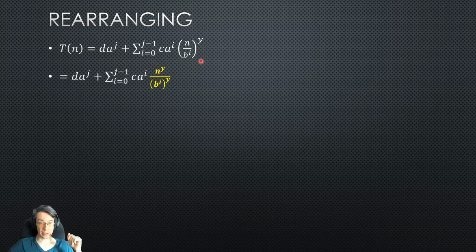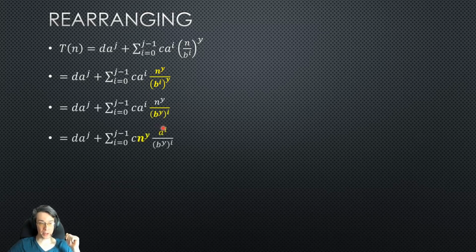First thing we're going to do is apply our power rules to turn this n over b to the i, all to the y, into n to the y over b to the i, to the y. And if you remember your power rules, b to the i, all to the y, is just b to the iy, which is b to the yi, which is b to the y, all to the i. So we can do that flip. And why am I doing this? Well, I'm doing this so that I can move the n to the y out, and I can move the a to the i in. So I'm flipping the position of these two in this expression. And now I have something to the i over something to the i, and I can combine those two expressions: a over b to the y, all to the i.